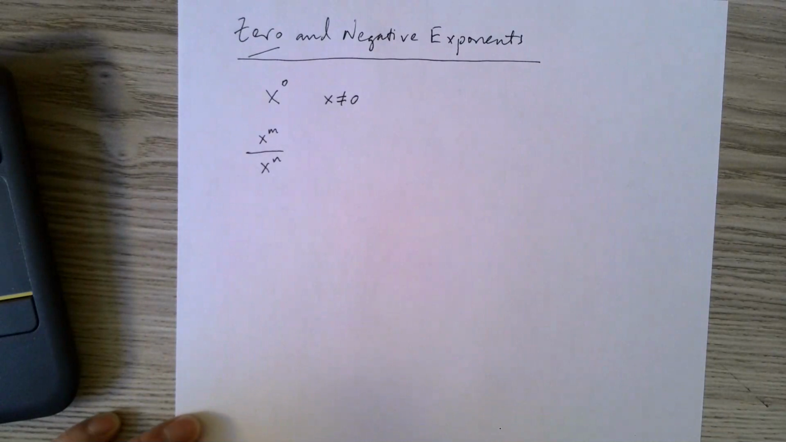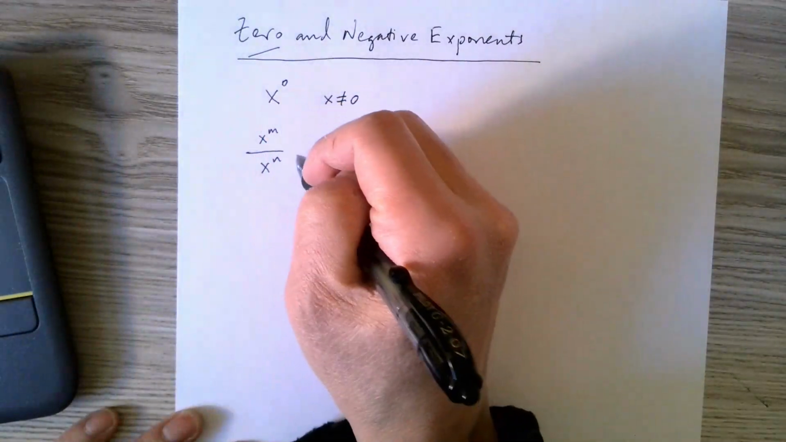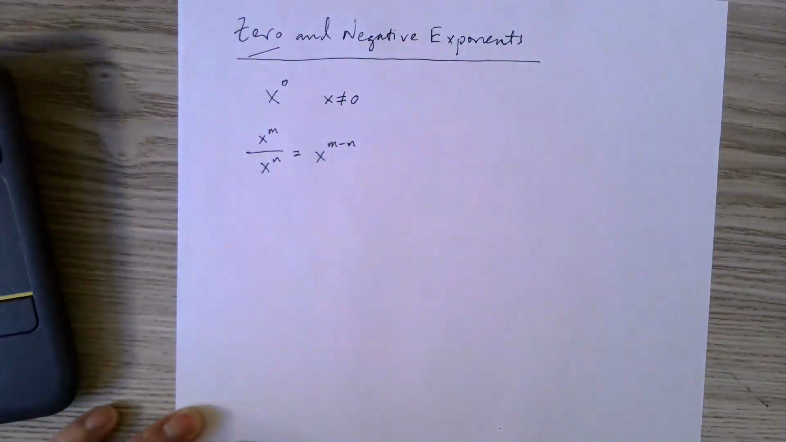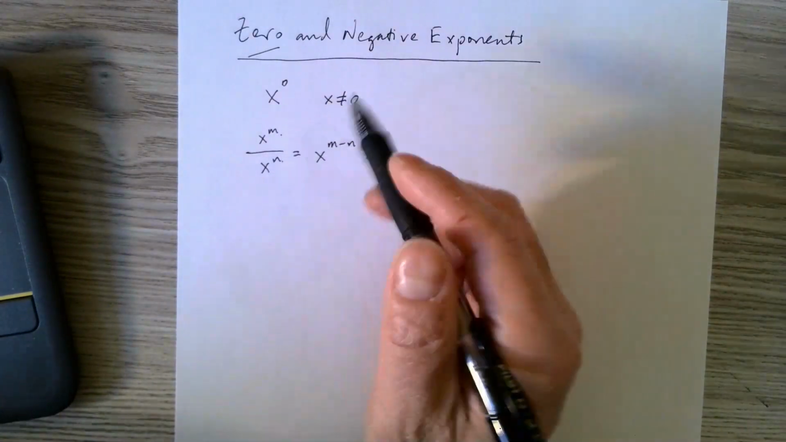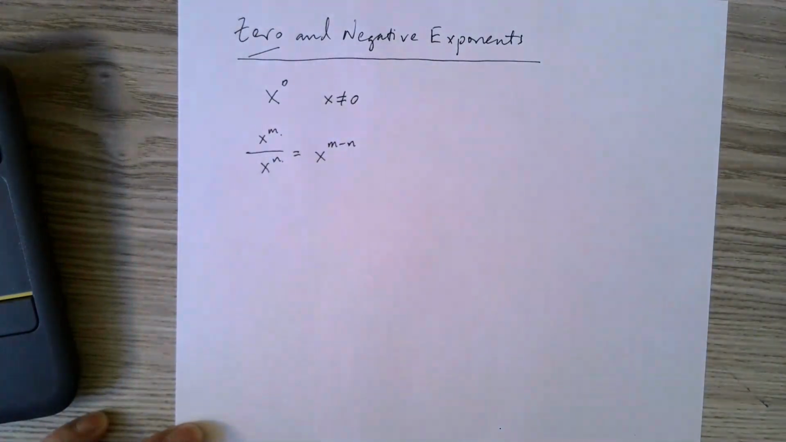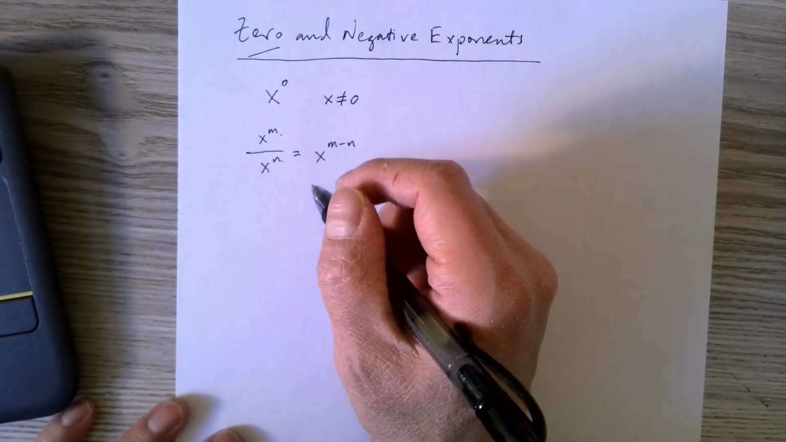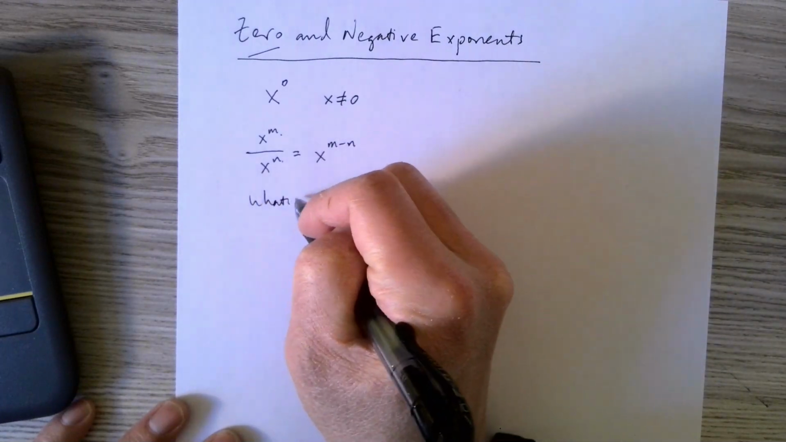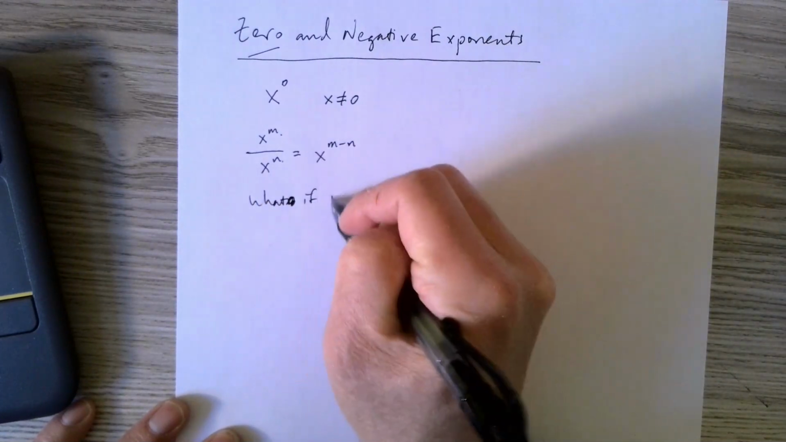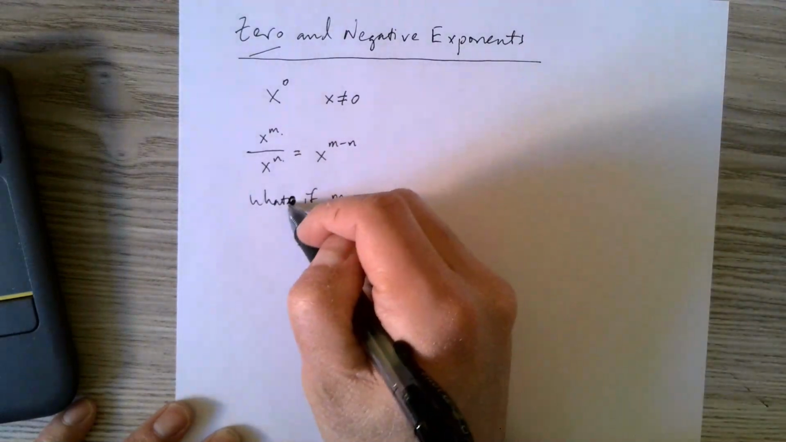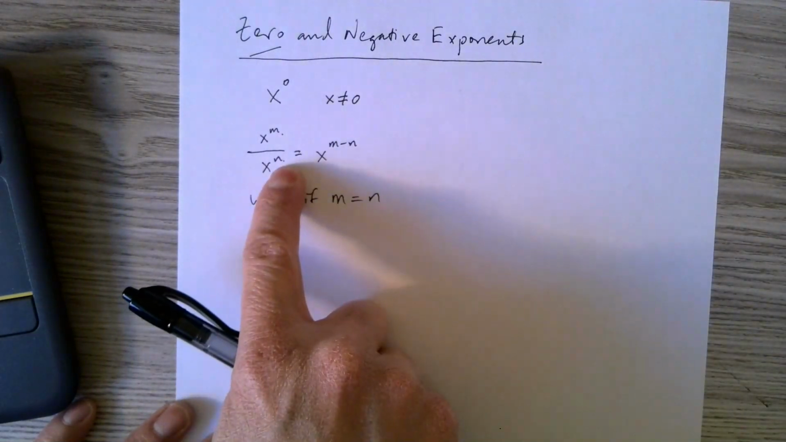So when I explained the division rule, we said that if we are dividing like bases, then we subtract their exponents. And this is in general true for any situation. But what if m equals n? What if m is not greater than n, but actually is the same value as n? Well, if m equals n, then I can make a substitution here.